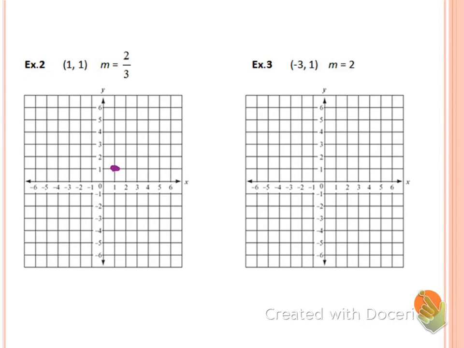Alright, so after we get that initial point, we use our slope. Our rise is 2. Our run is 3. Because they're both positive, we go up and to the right. And we put a point. And we could do that again. Up 2, right 3, put a point.